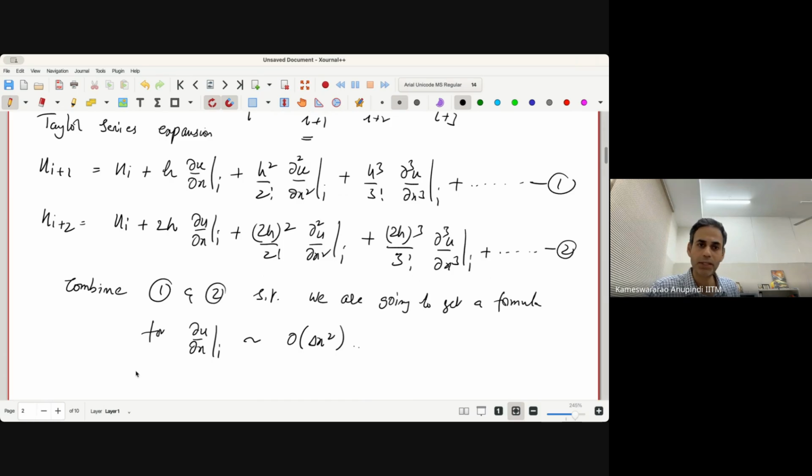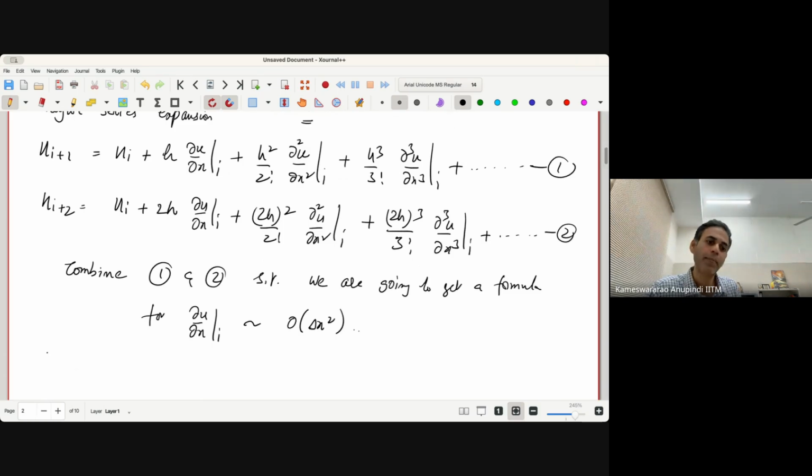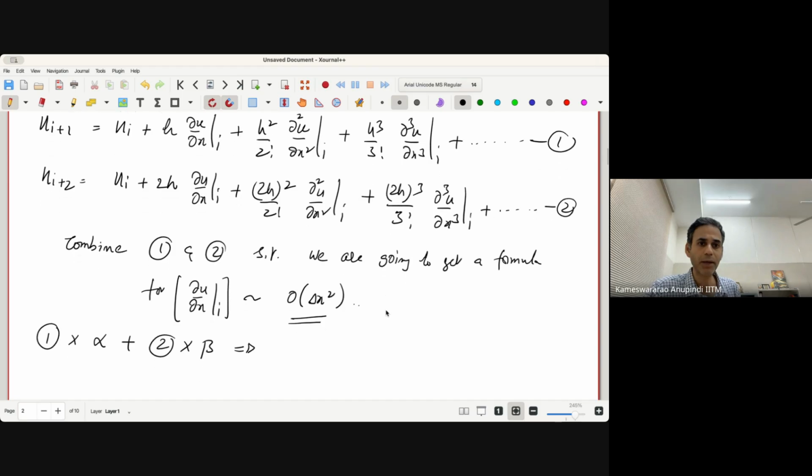So a general method is to multiply the first equation with some parameter alpha, and the second equation with some parameter beta, and then see what the resulting expression is. Then we will set certain conditions to derive dou u by dou x at i to the maximum possible order of accuracy, or the order of accuracy that is given, which is delta x squared. So I'm essentially multiplying the first equation with alpha, the second equation with beta, and then expanding it out.